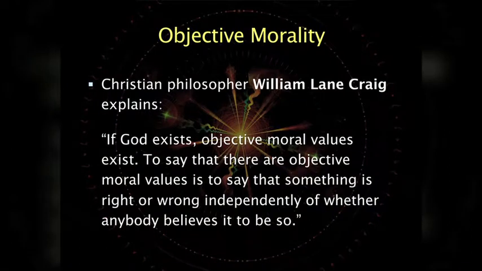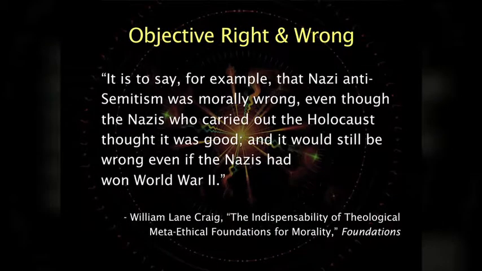Christian philosopher Bill Craig says this. He says, quote, "If God exists, objective moral values exist. To say there are objective moral values is to say that something is right or wrong independently of whether anybody believes it to be so." Craig continues. He said it is to say, for example, that Nazi anti-Semitism was morally wrong, even though the Nazis who carried out the Holocaust thought it was good. And it would still be wrong even if the Nazis had won World War II.